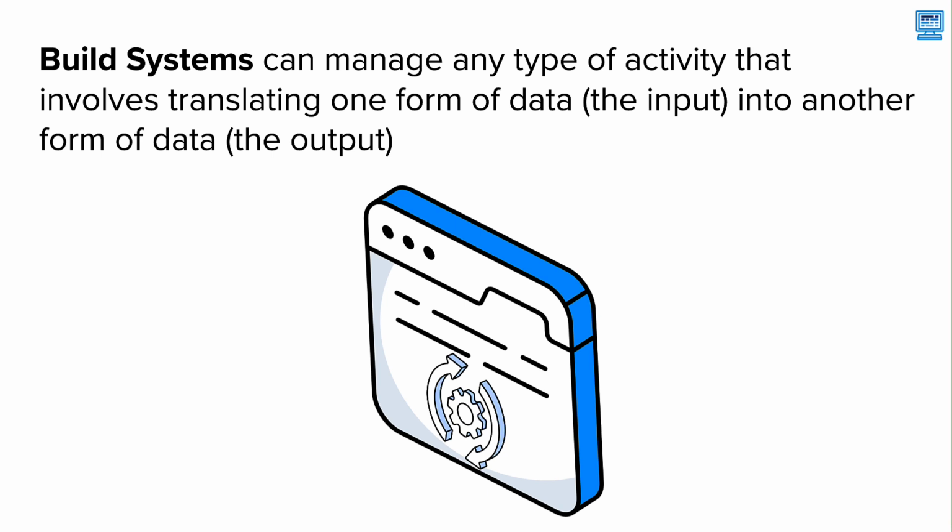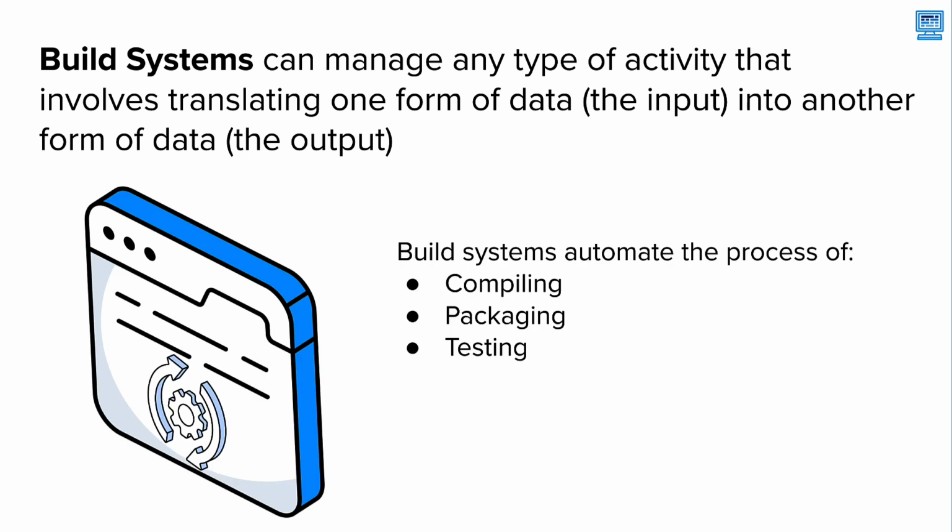And most modern IDEs or development environments come with these tools already built in. Build systems can help developers automate the process of compiling software written in languages like C, also packaging applications, which refers to the process of collecting and organizing all of the necessary files and resources required to deploy or distribute a software application. And it also helps with testing.